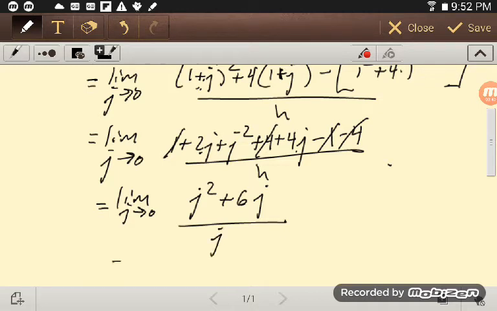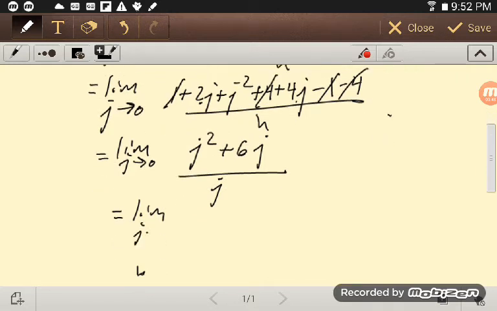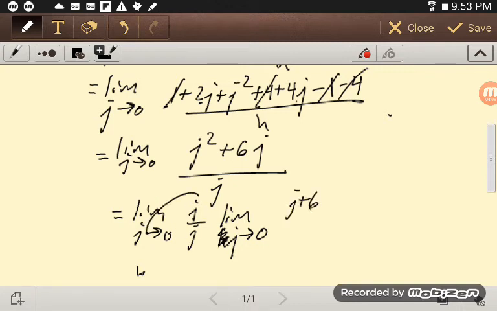So I can factor out, j goes to 0, I can factor out a j on the top, and so I get j over j. That limit's going to be 1, and then times the limit as j goes to 0 of whatever I had left, which was j plus 6. So we get 1 here, and when I direct substitute here, I get 0 plus 6, so I get 6.